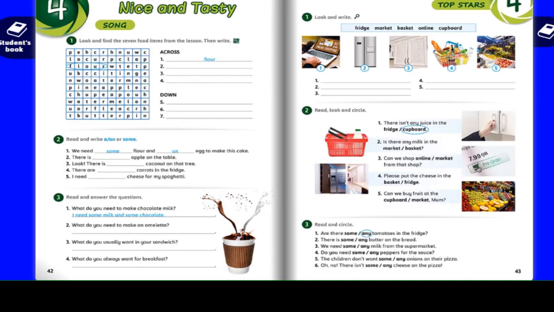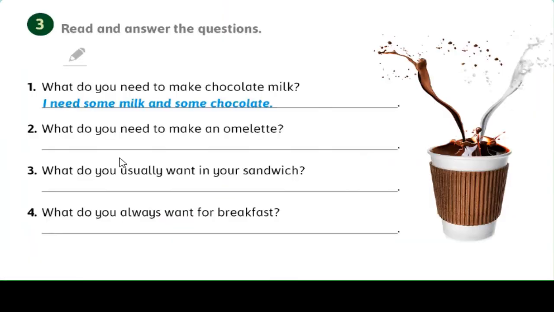Let's look at that one, that question. I need you to look at it and answer it. Read and answer the question: what do you need to make chocolate milk? I'm going to answer this one. As you see, I need some milk and some chocolate. Milk is uncountable and chocolate is uncountable. So I used some here.